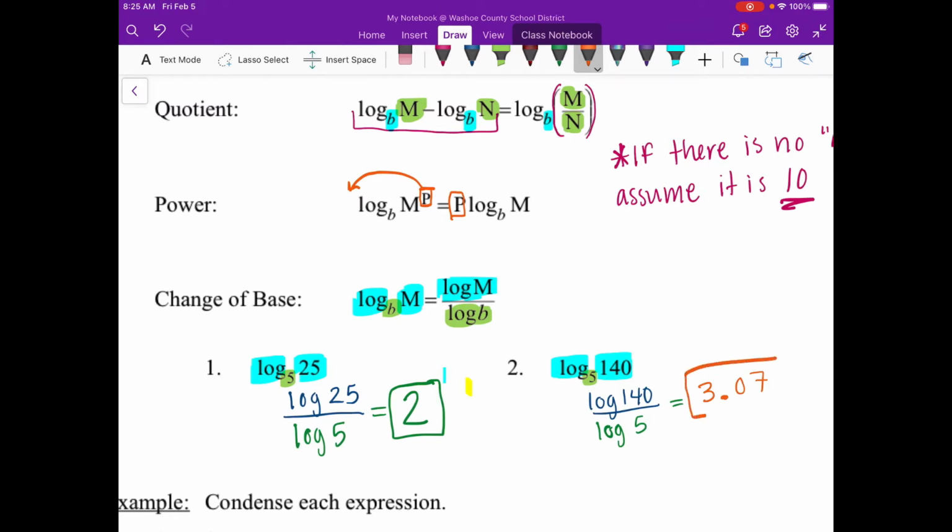Okay. So sometimes it'll be a nice number, sometimes it won't, and we'll talk about why that is here in a moment. All right, so that is how you use the change of base.